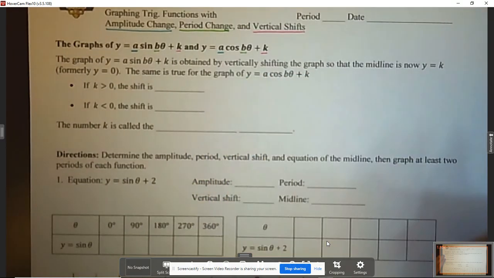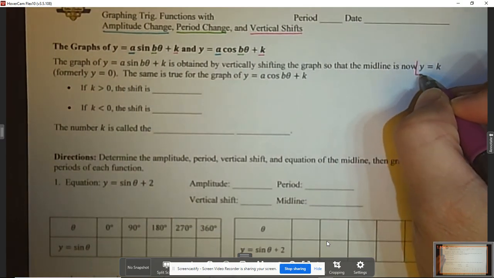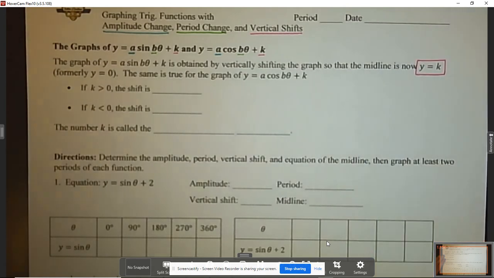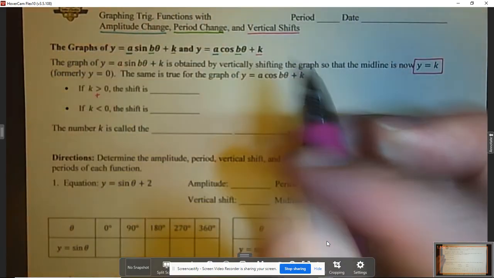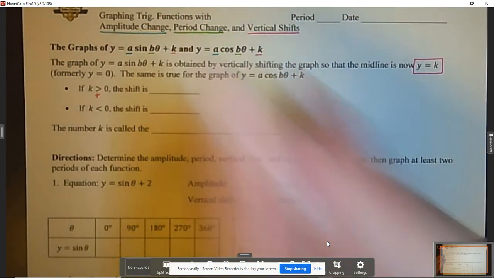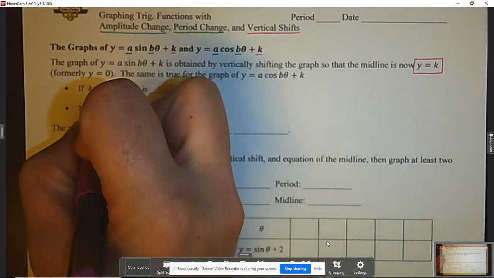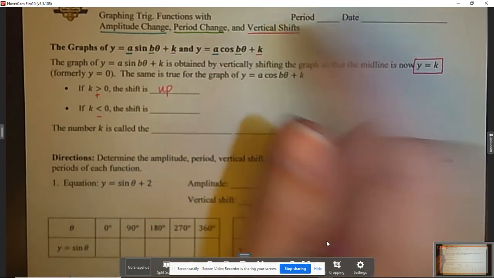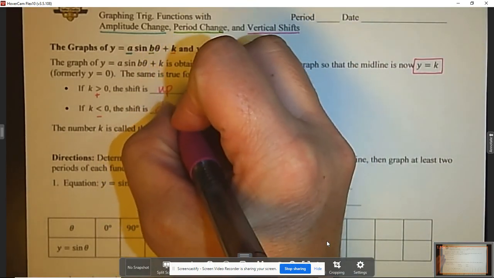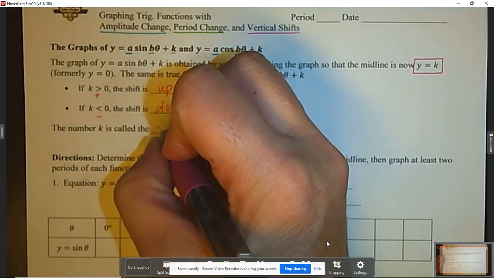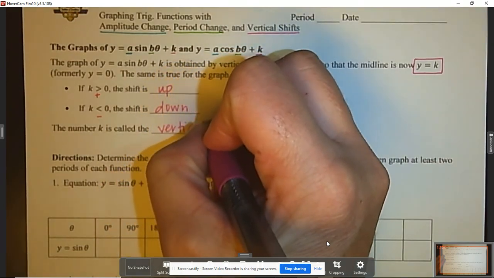When we shift vertically, the midline, which was y equals 0, also shifts. So whatever you shift your graph up by, you shift the midline up by, or if you shift your graph down, you shift the midline down as well. So if k is greater than 0, or positive, so if this plus k at the end is positive, your shift is up. If k is negative, so if you see minus something at the end, your graph will shift down. So k is called the vertical shift.